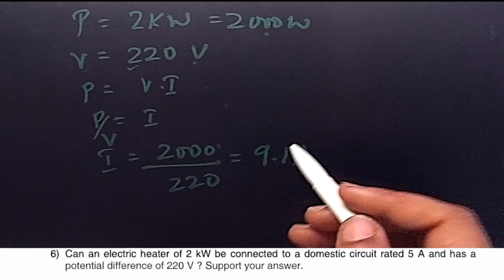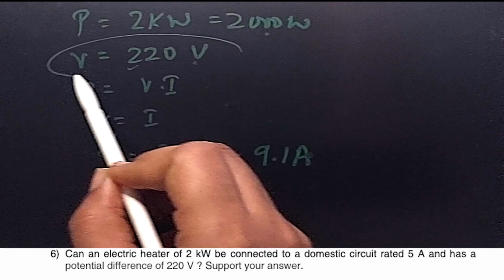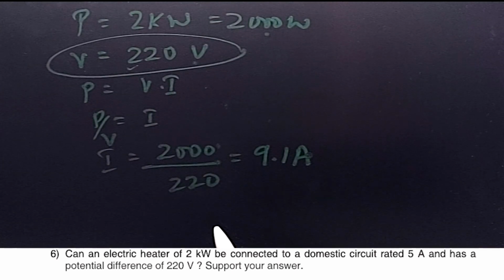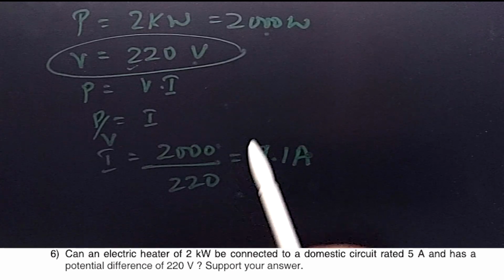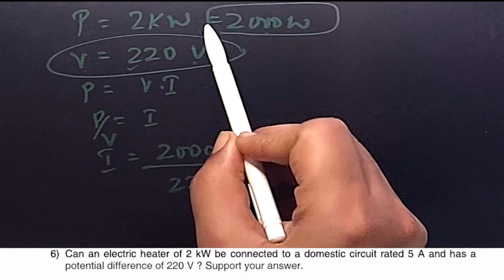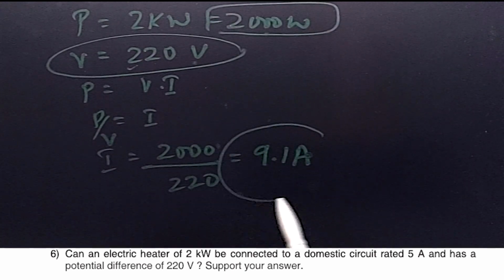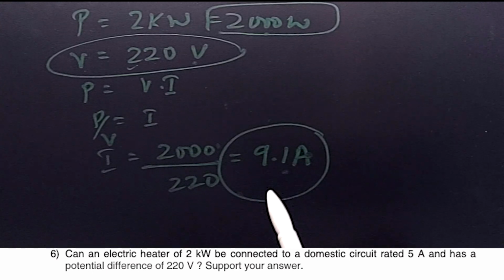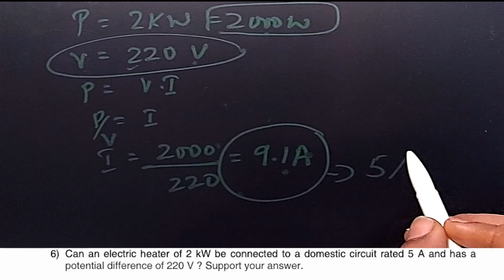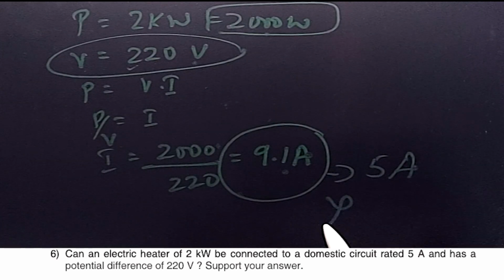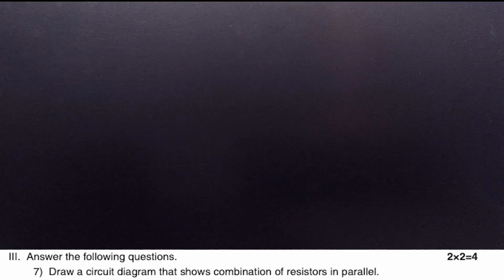So a circuit with the voltage of 220 volt, if at all it requires a gadget of 2000 watt to be operated, the current required to flow is 9.1 ampere. But what is the current value given in the question? It is 5 ampere, which is not possible. So this is the justification we will be giving. You can solve it in either of the ways.